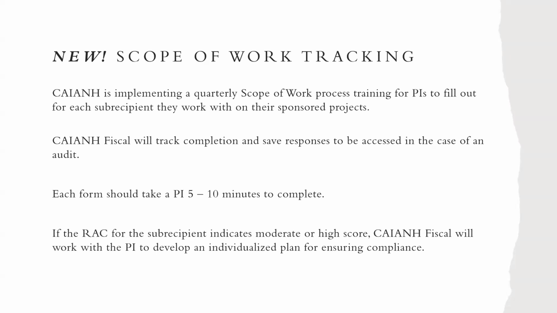We're expecting that each form per subrecipient should take a PI only 5 to 10 minutes to complete. It's very brief, and we've done some of the work for you. And if the RACK for the subrecipient indicates a moderate or high score, we will have to have a more in-depth process for tracking that subrecipient, and we will work with each individual PI and subrecipient to create an individualized plan to make sure that we're still compliant with those moderate or high risk subrecipients.